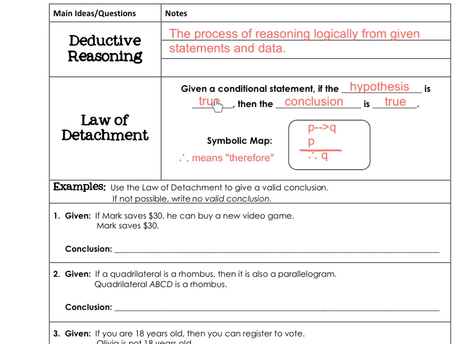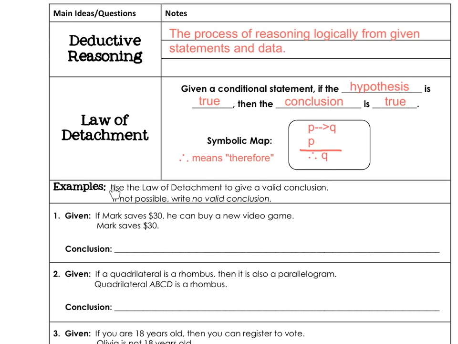It tells us that when we're given a conditional statement, if the hypothesis is true, then the conclusion is true. Okay, so symbolically, we just want to make sure that we understand what that means. So a conditional statement, remember, starts with a hypothesis, and it implies a conclusion. Therefore, if we're given the hypothesis, meaning that the hypothesis actually is true at this point, we can rationally conclude that the conclusion is also true. The triple dots there just means therefore. It's a symbolic way of writing the word therefore.